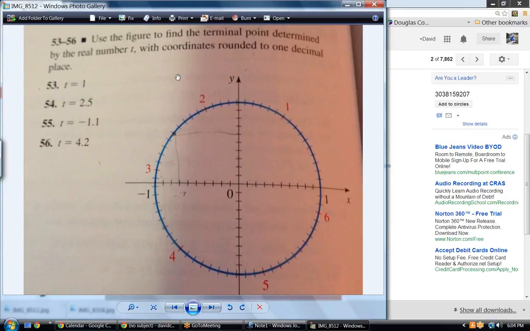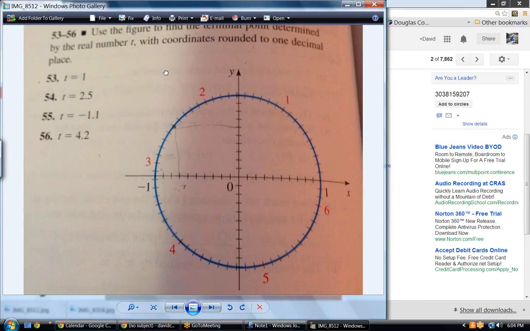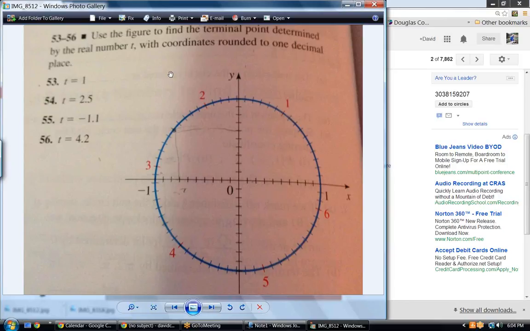Terminal points determined. So I guess this is where you convert the pi into an approximate answer. So when they say t equals 1, oh, they mean this line right here? Mm-hmm. And they need the coordinates at that point? Yeah.